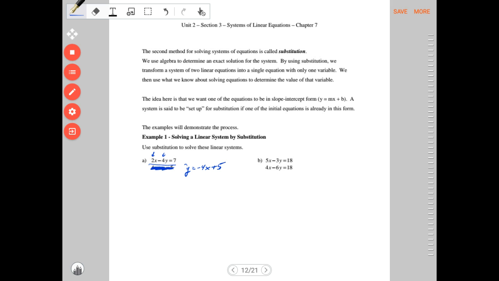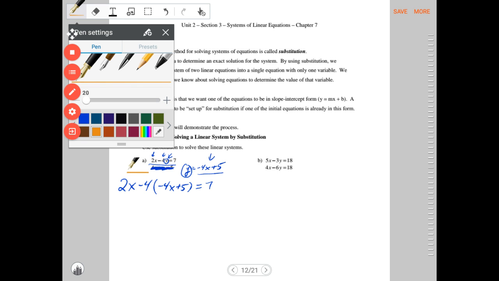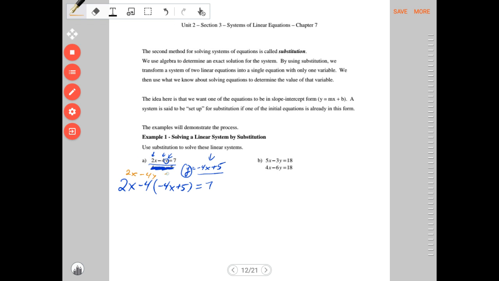Okay, so look, this y is the same as that y, which means I can substitute this y out with the negative 4x plus 5. Now, when I substitute, I always put brackets in, so watch this. We get 2x minus 4, and then the y is negative 4x plus 5. See, I just substituted the y out with that, because y equals that. So that's the substitution in the brackets, and then equals 7. So really, this is 2x minus 4y equals 7. See, the y is just this part.